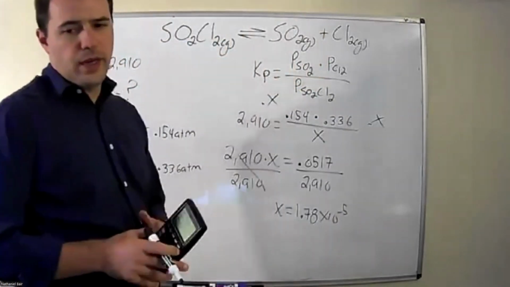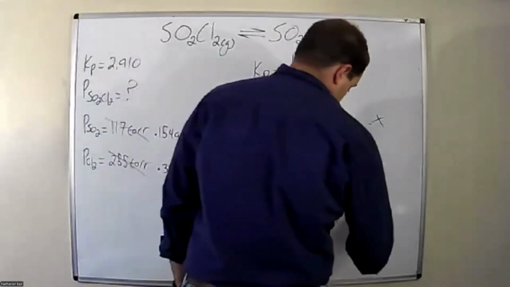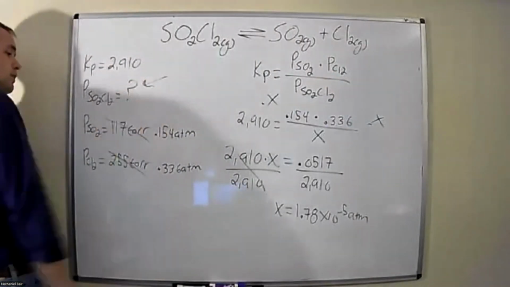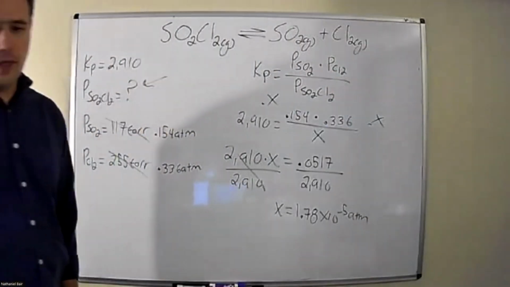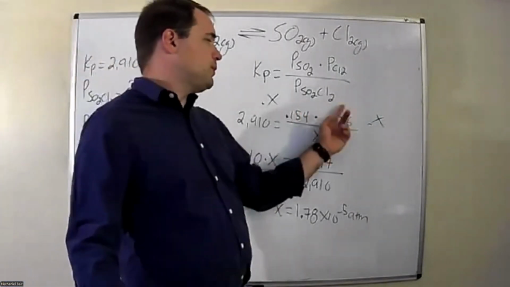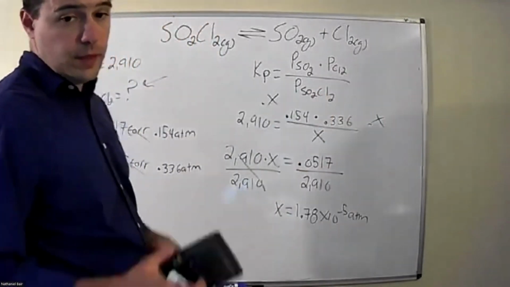We get 1.78 times 10 to the negative fifth. What are the units on that? Well, it's going to be atmospheres. We just solved for the partial pressure of SO2Cl2, and we got 1.78 times 10 to the negative fifth. You can check your answer. Do 0.154 times 0.336 divided by that new one and see if you get 2,910.